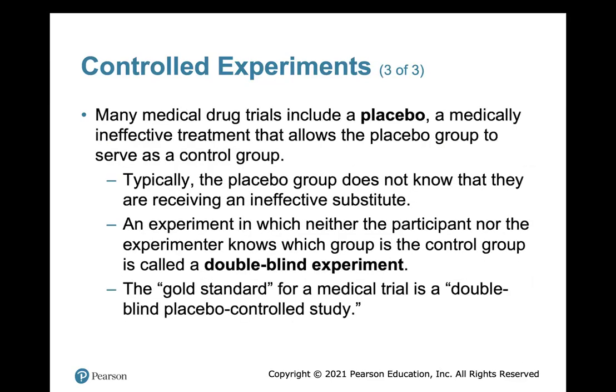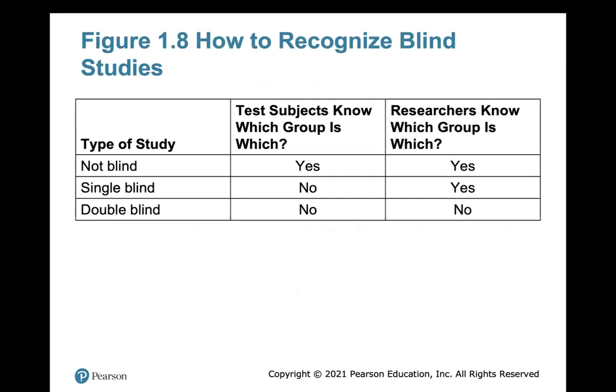variable at a time. Many medical drug trials include a placebo, which is a medically ineffective treatment that allows the placebo group to serve as a control group. Typically, that placebo group does not know that they're receiving that ineffective substitute, and an experiment in which neither the participant nor the experimenter knows which group is the control group is called a double-blind experiment, and the gold standard for any medical trial is the double-blind placebo-controlled study. So how to recognize blind studies?